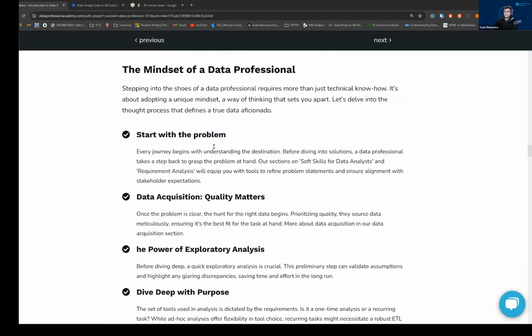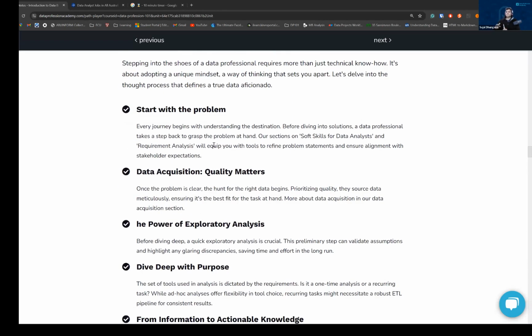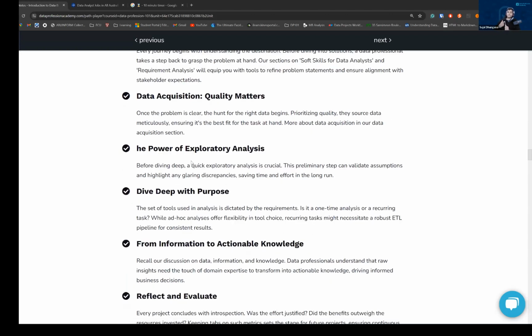Okay. So that's the mindset of a good data professional. Starting with a problem, making sure you have good quality data, spending some time in exploratory analysis so that you don't waste your time on deep dives. When you are doing the deep dive, keep in mind what your purpose is, and that purpose is driven by the problem that you started with in the first place. And obviously marrying your insights with domain expertise to convert them into knowledge, and reflecting and evaluating upon completion of your project. So that's how a data professional should operate.